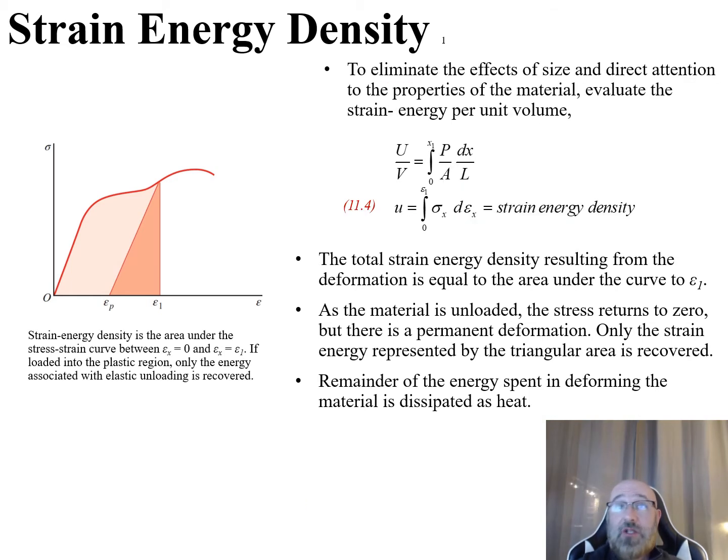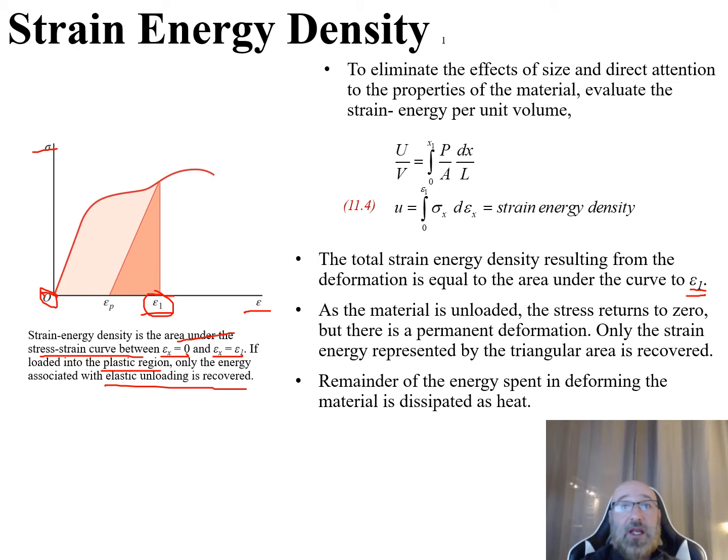So our total strain energy density resulting from deformation is going to be equal to the area under our curve up until this point of our epsilon 1. So we come over here to our diagram. This is our typical stress strain curve. There's our strain on our x-axis, our stress on our y-axis, and this is our epsilon 1 that we're talking about here, which is where we're taking our area up to. This curve shows the strain energy density is equal to the area under the stress strain curve between epsilon sub x equal to 0 down here, and epsilon sub x equal to our epsilon 1 here. So if loaded into the plastic region, only the energy associated with the elastic unloading is recovered.